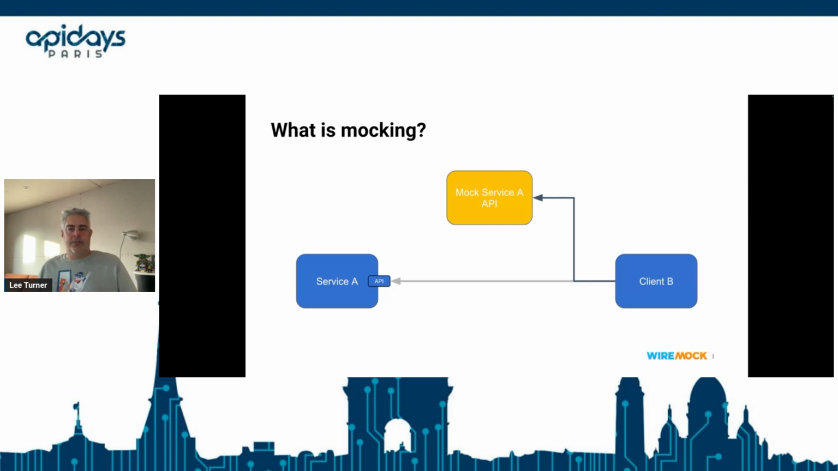So this obviously has a number of benefits. Like I said, most importantly, we can build these two components in parallel to each other. We've mocked out service A, so there's no longer that hard dependency to actually start the work before client B can be started as well.